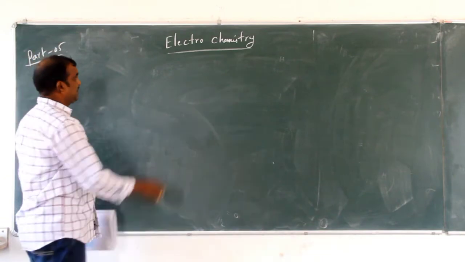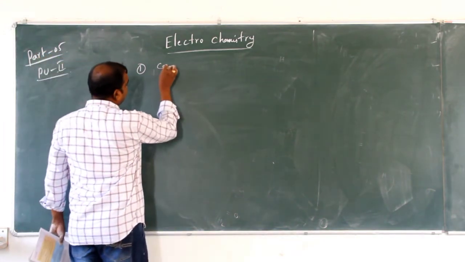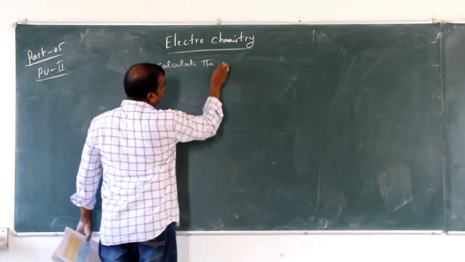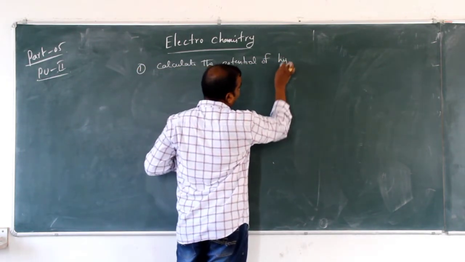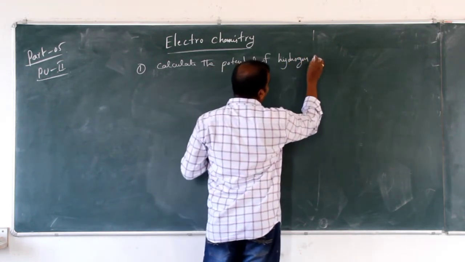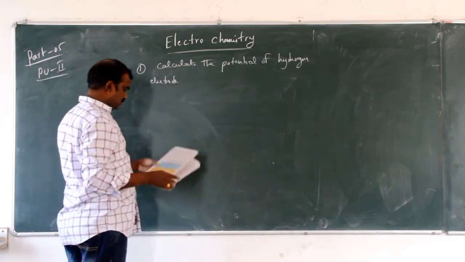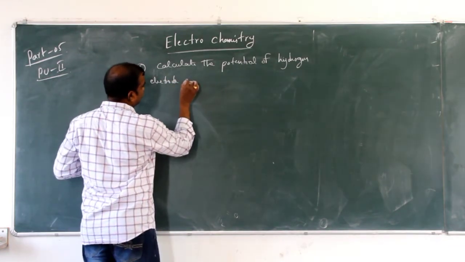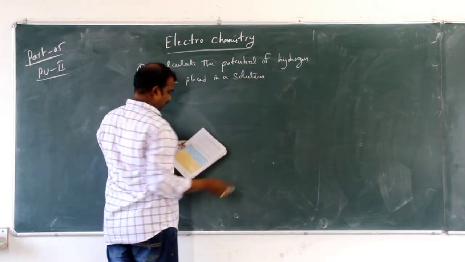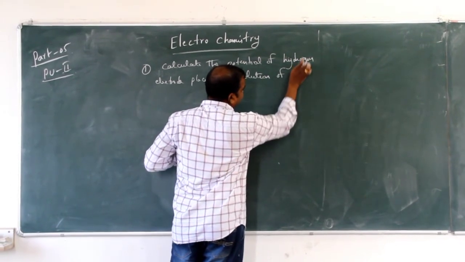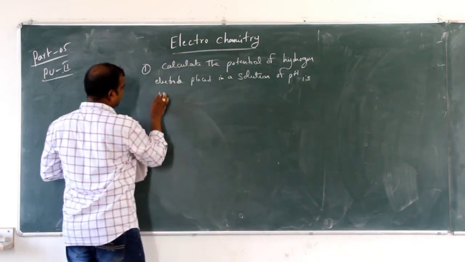Now one problem is given like this. Look here. Calculate the potential of hydrogen electrode placed in a solution of pH 10. The pH is given as 10.